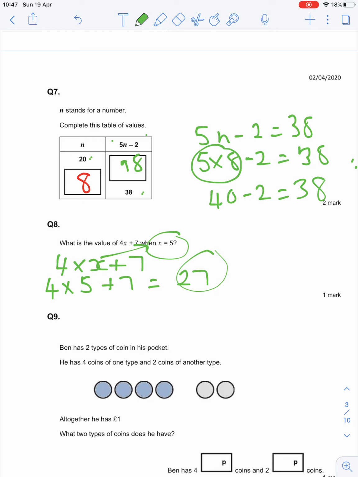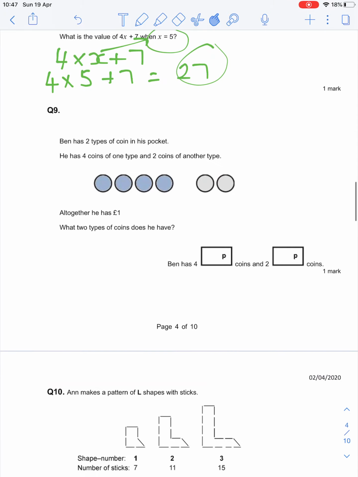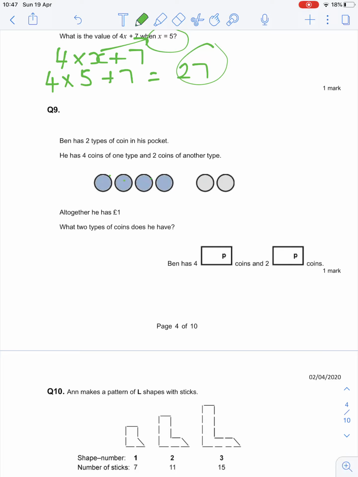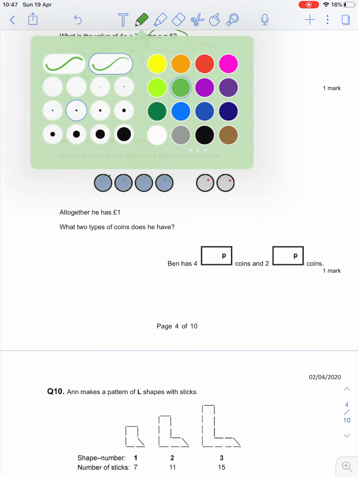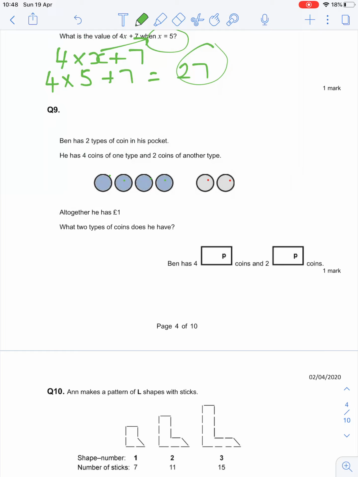Okay, question 9. Ben has 4 types of coin in his pocket. He has 4 coins of one type and 2 coins of another type. So all of these coins are the same over here, and these ones are different. The way I would recommend you do this, unless you see it straight away, is to think about all the coins that it could be, so it could be a 1 pence, a 2 pence, a 5 pence, a 10 pence, a 20 pence, and a 50 pence.